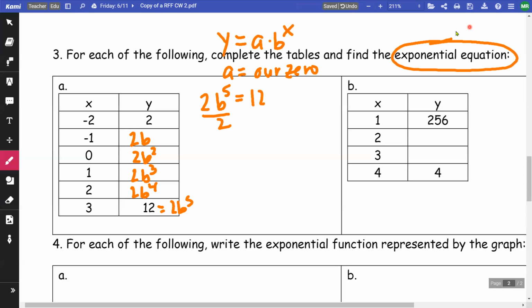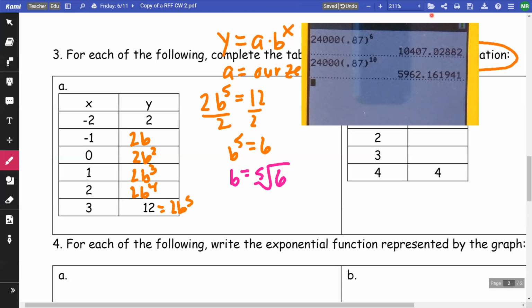I'm going to divide by 2. I get b to the 5th is equal to 6. I am going to now take the 5th root of both sides. So when I take the 5th root of this, I get b. And then I'm going to take the 5th root of 6. And let's see, we're going to have it be an approximation here. So put it on my calculator.